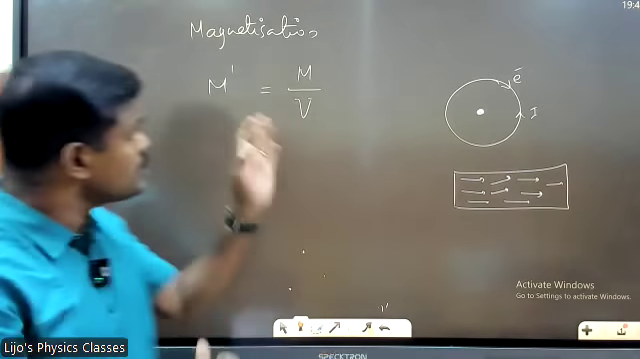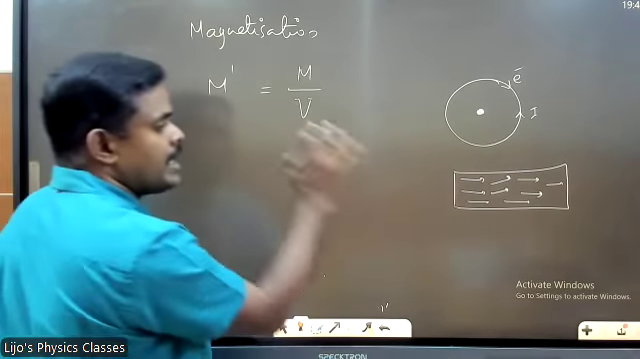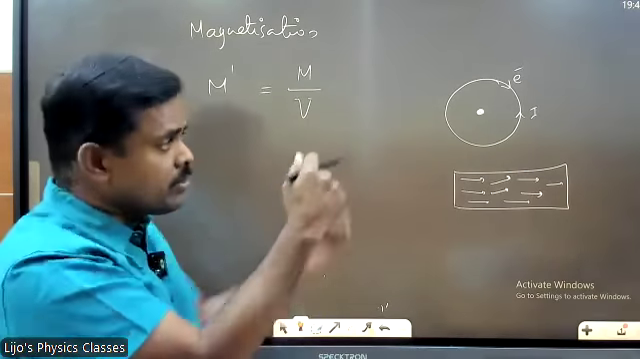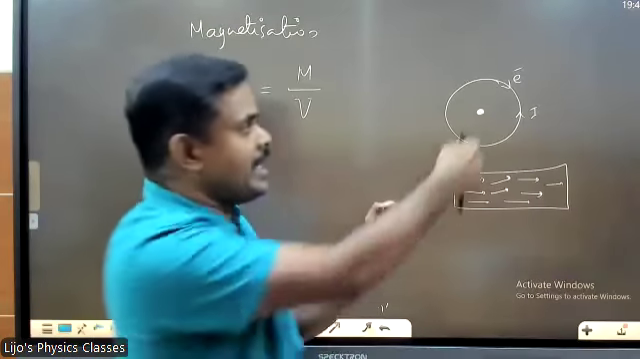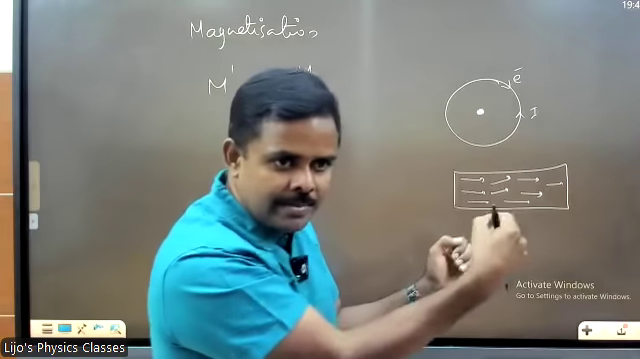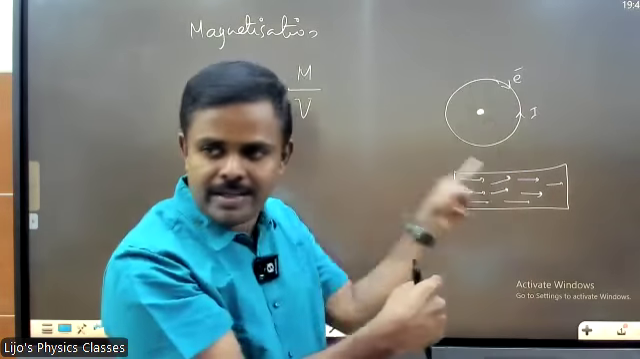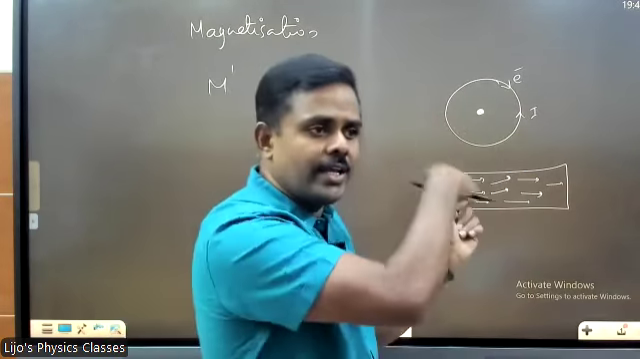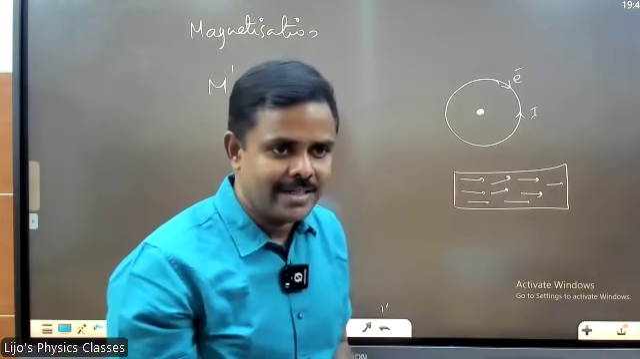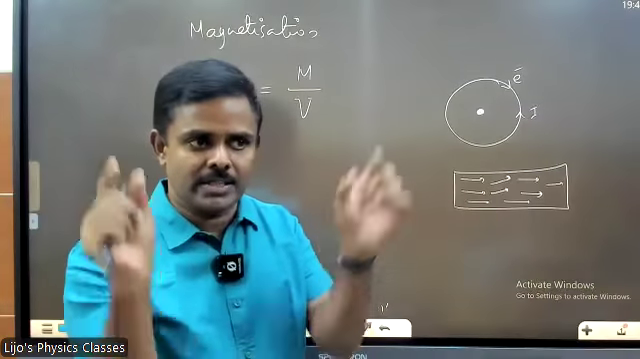Okay. So this is what the total magnetic moment. So see the situation sequence one more time. I take an atom. In an atom, electrons are revolving. So current is flowing. That creates a magnetism, right? An atom is a magnet. That is our first point.